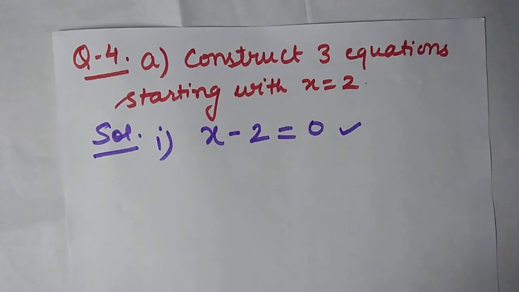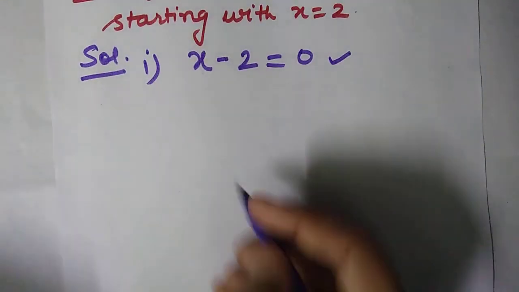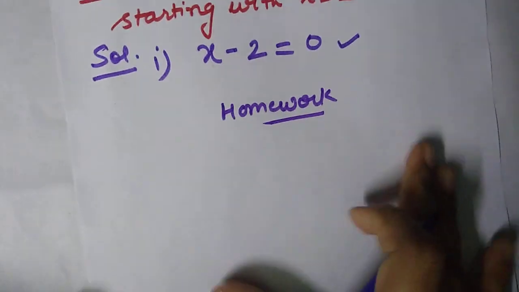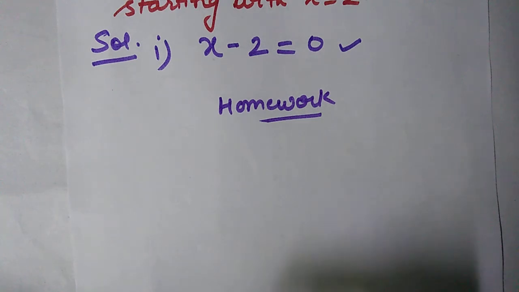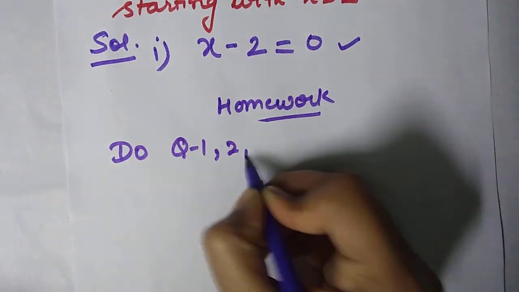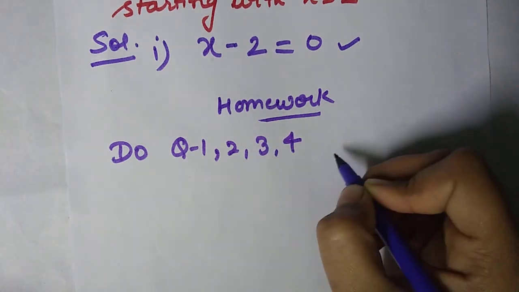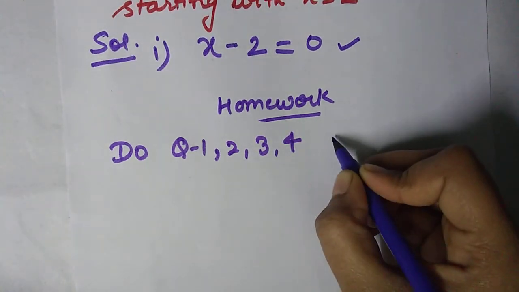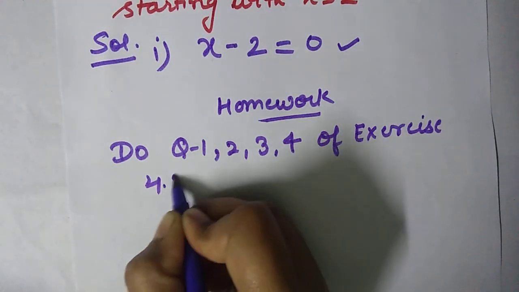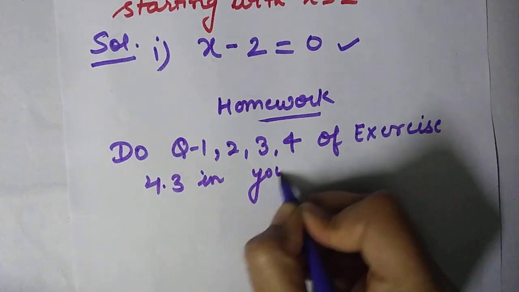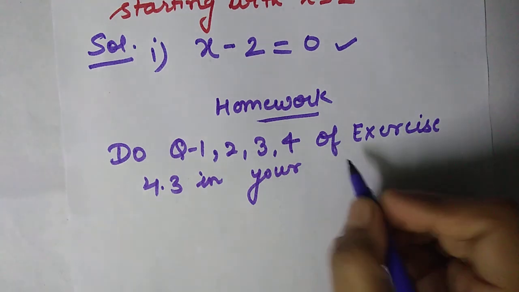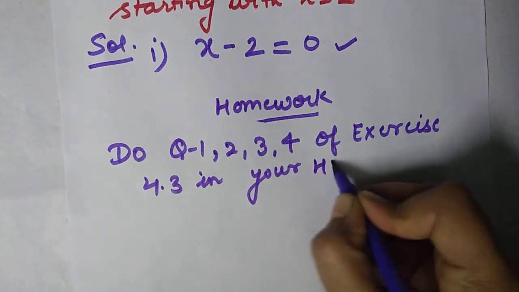Now this exercise is complete. Come to the homework. Homework for today's lecture: you have to do all the questions and all parts of each question in your homework notebook. So do question number 1, 2, 3, 4, all the parts of each question. These are of exercise 4.3, to be done in your homework notebook. The more you practice, the more perfect you will be. So these are the questions you have to do in your homework notebook.